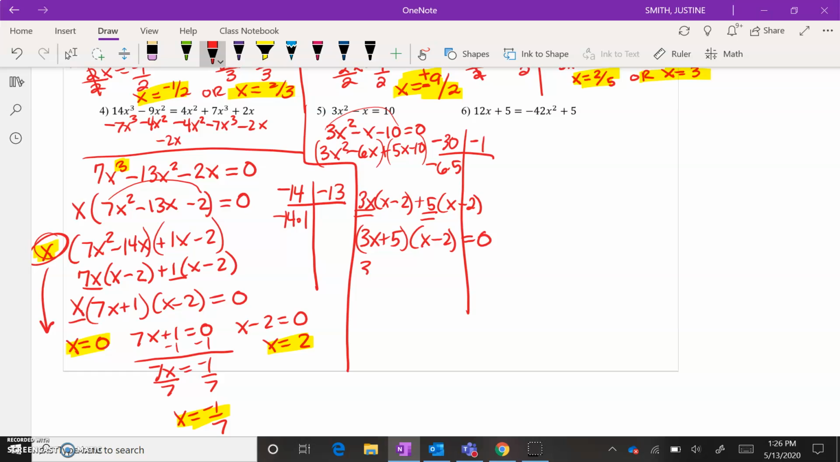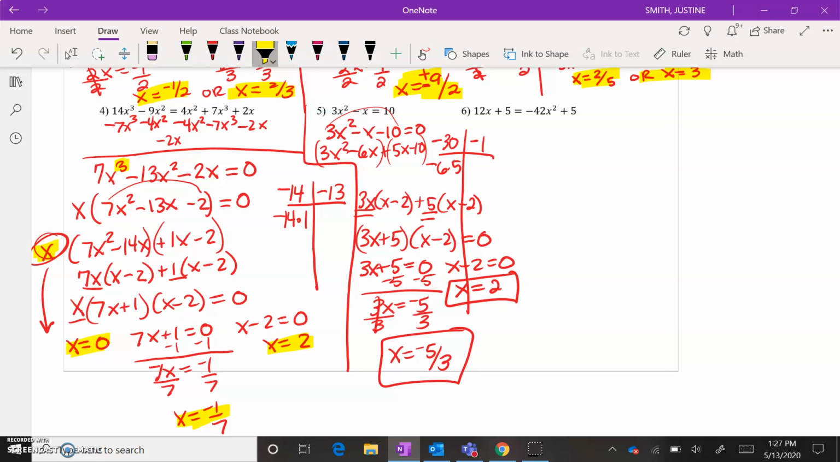Okay, so we're just setting them each equal to 0. So this is x is equal to a positive 2. And then over here, we're going to get negative 5/3. Okay, so x is equal to negative 5/3 or x is equal to 2.